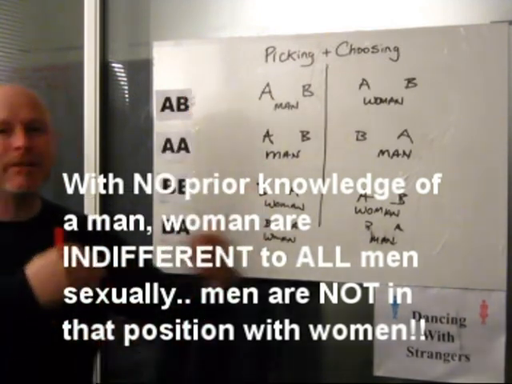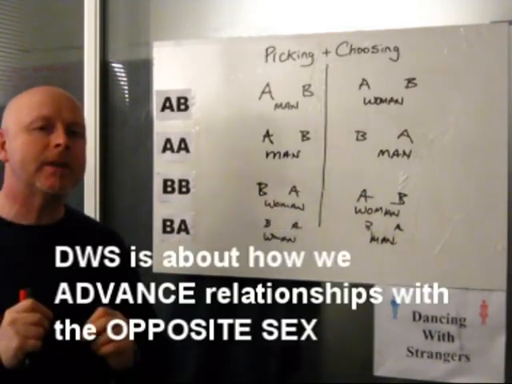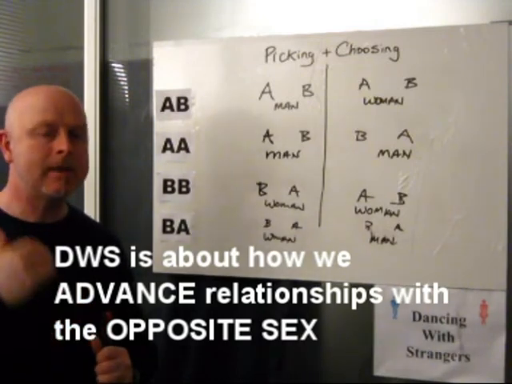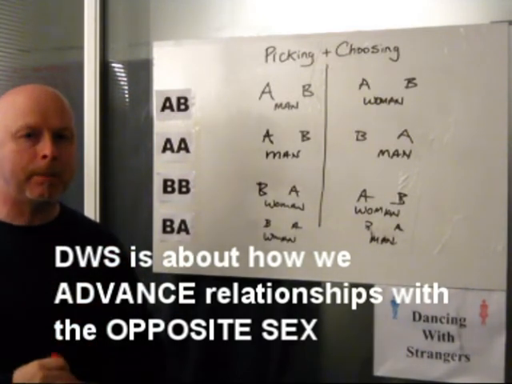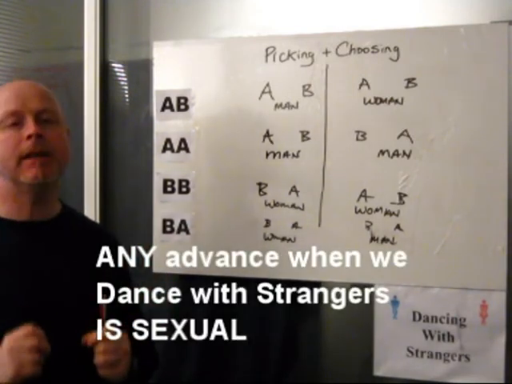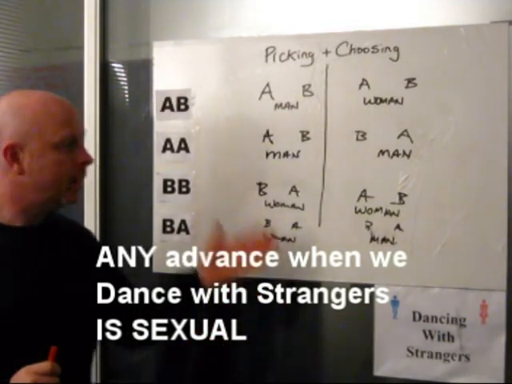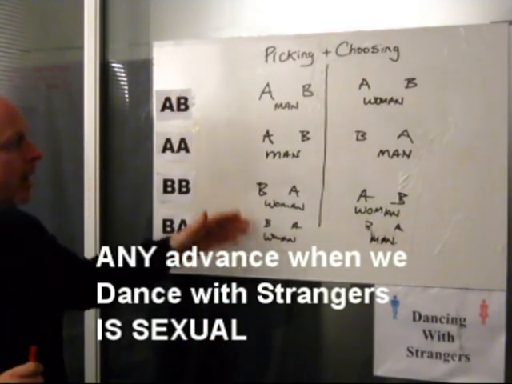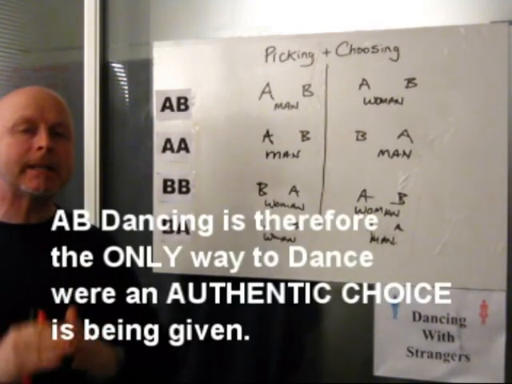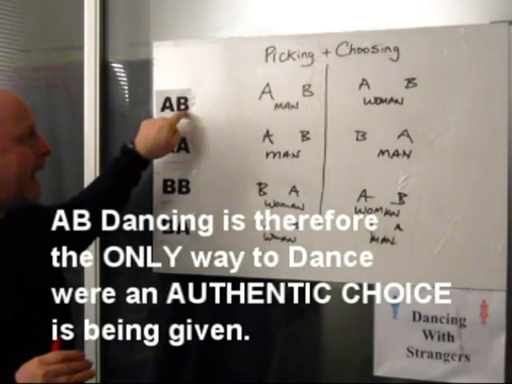Now, when you ask me for a girl to dance, it's not a sexual advance per se, but what I'm referring to is the advancing of a relationship, ultimately with the aim of a man and woman forming a couple. Therefore, any such advance is a sexual advance. And that's what Dancing with Strangers is about. What we're saying here, therefore, is that the only scenario in which an authentic choice is being given by persons picking is in AB.